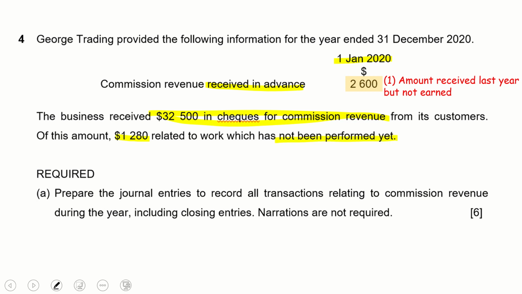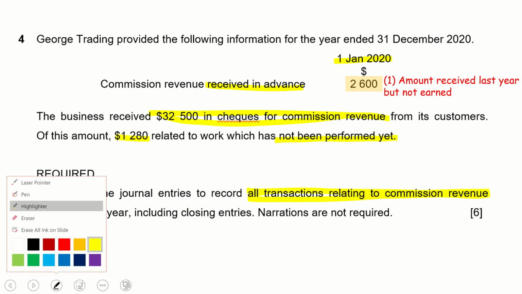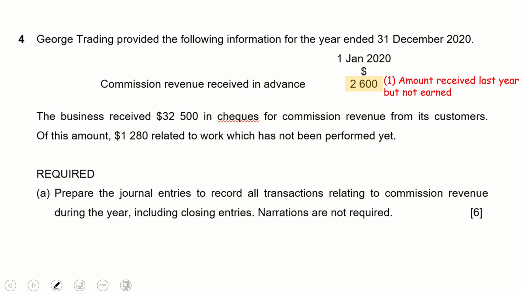Now, this question, what is required of you in Part A? Part A wants you to record all transactions related to commission revenue, including all the closing entries. All right, so this is what we will be recording this time. Now, what do we start off with first? We start off with the commission revenue received in advance at the beginning of the year. So we start off with this first.